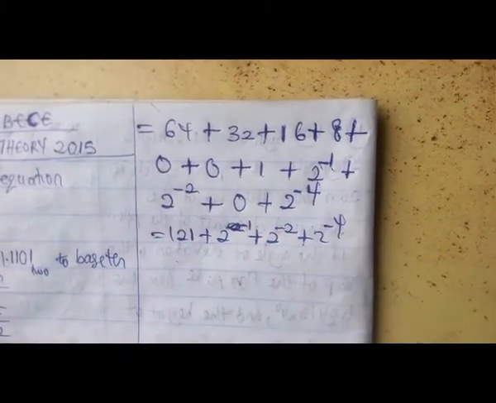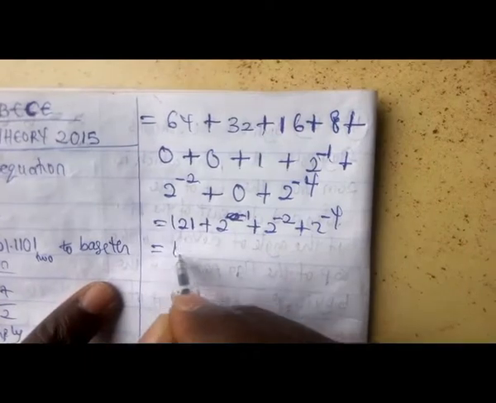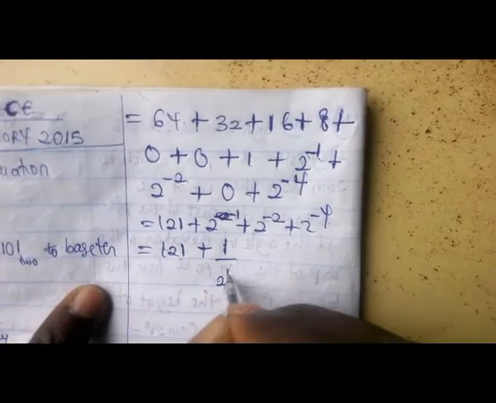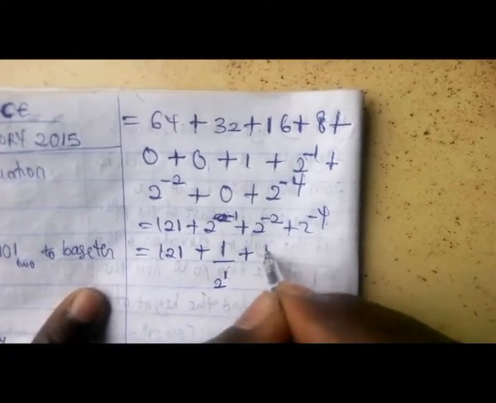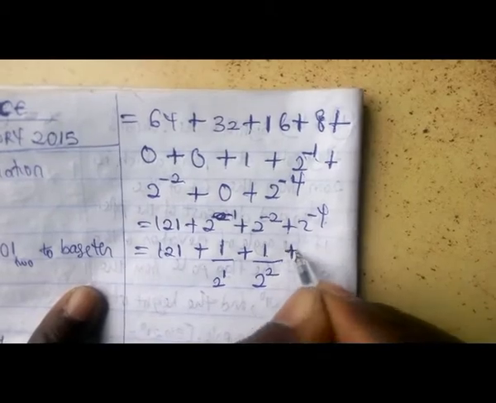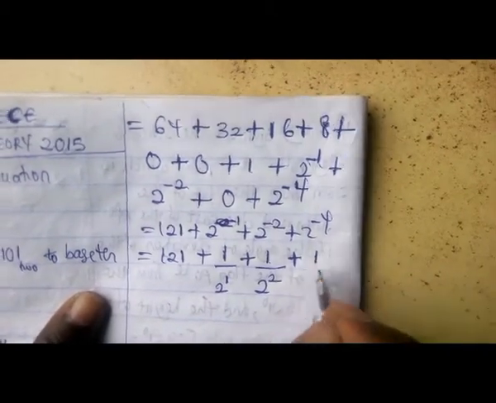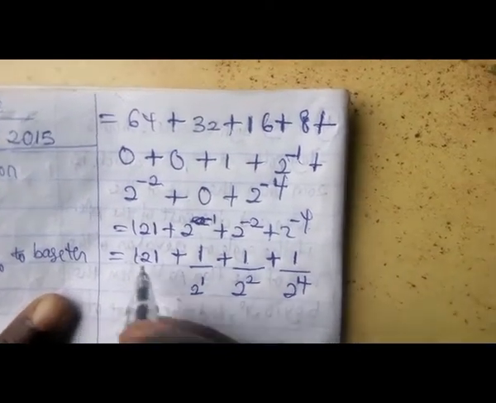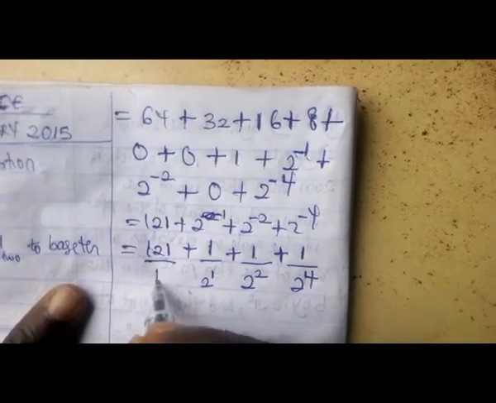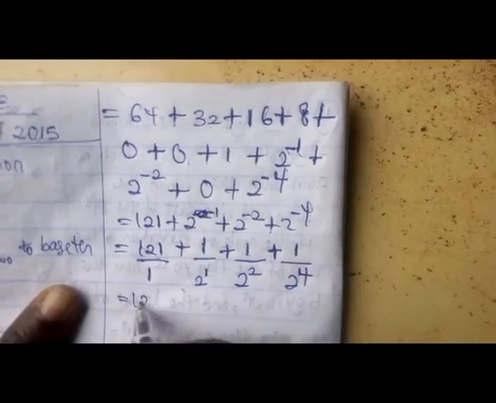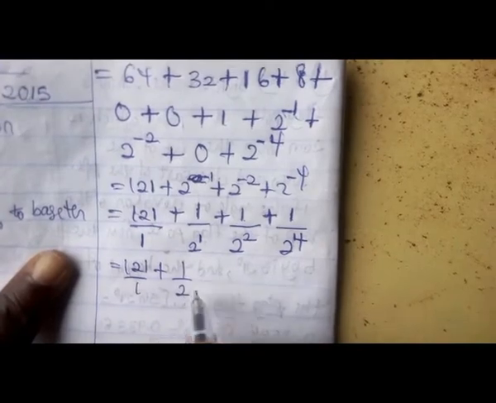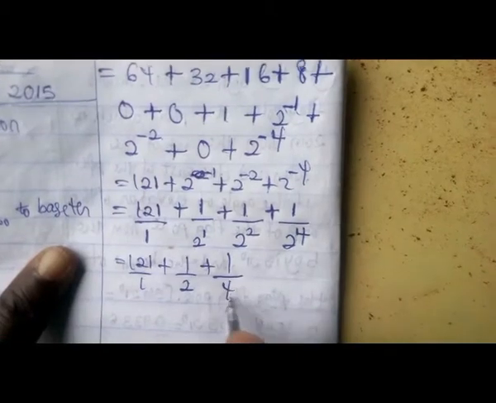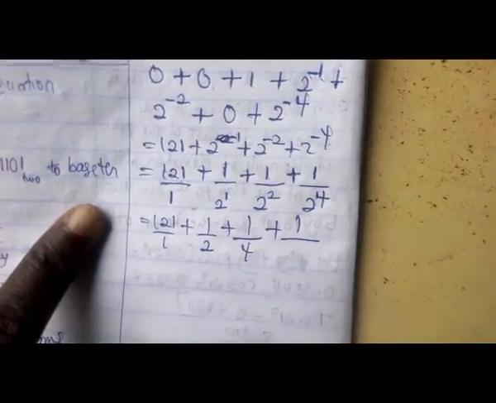These ones are raised to negative powers, so we need to convert them back to fractions. 2 raised to power -1 is the same thing as 1 over 2 raised to power 1. Plus 2 raised to power -2 is the same as 1 over 2 raised to power 2. Plus 2 raised to power -4 is the same as 1 over 2 raised to power 4. You understand? So let's continue. You can put 1 here as the denominator of the 121. So it becomes 121 over 1, plus 1 over 2 raised to power 1, which is 2, plus 1 over 2 raised to power 2, which is 4, plus 1 over 2 raised to power 4.